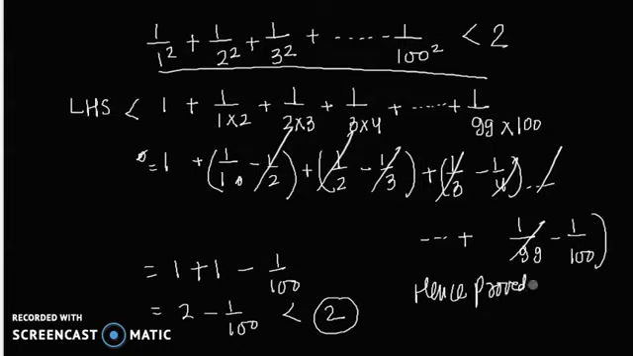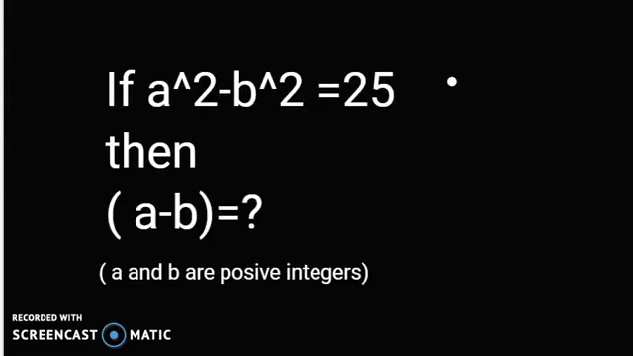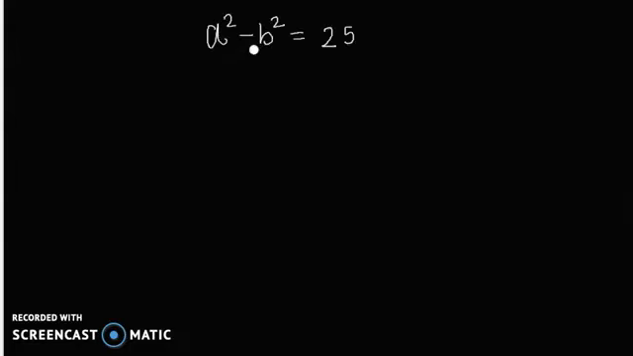I hope so far everything is clear. Now let us move to the next question. The next question is, if a square minus b square is equal to 25, then a minus b is what? A and b are positive integers. A square minus b square is 25.